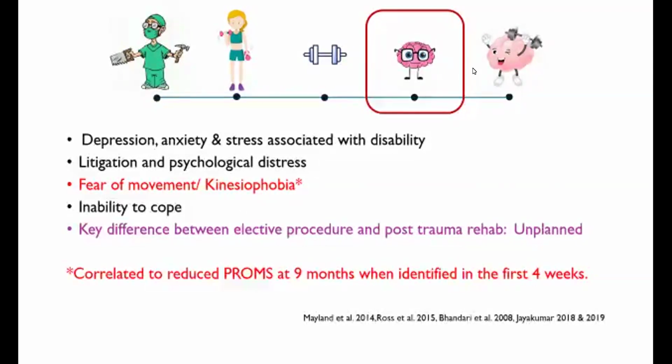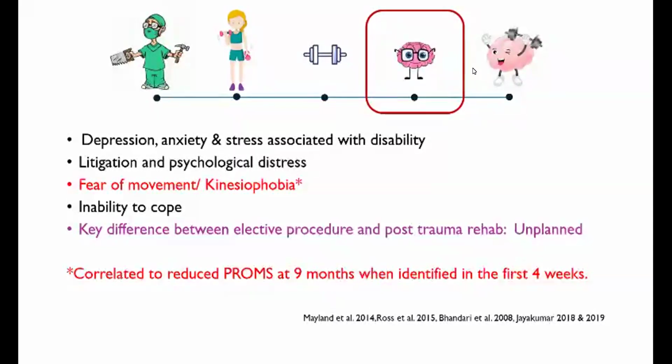And that's important because we've got a biochemical cascade contributing to stiffness that can be happening within the first 2 weeks, and now we've got a fear of movement that, if identified within the 4 weeks, is shown to have a poorer outcome at 9 months. So it's really important that we identify these people earlier.